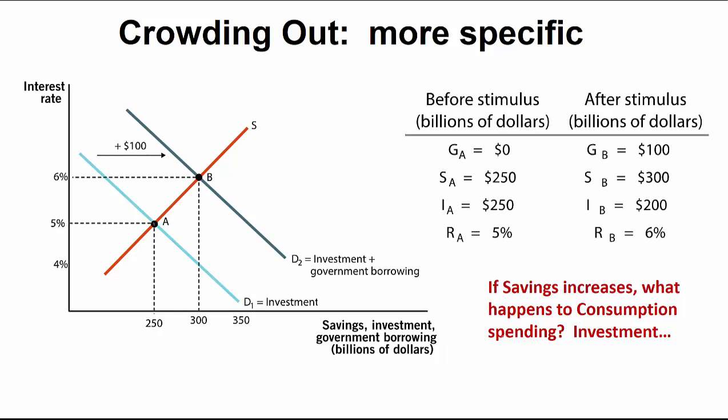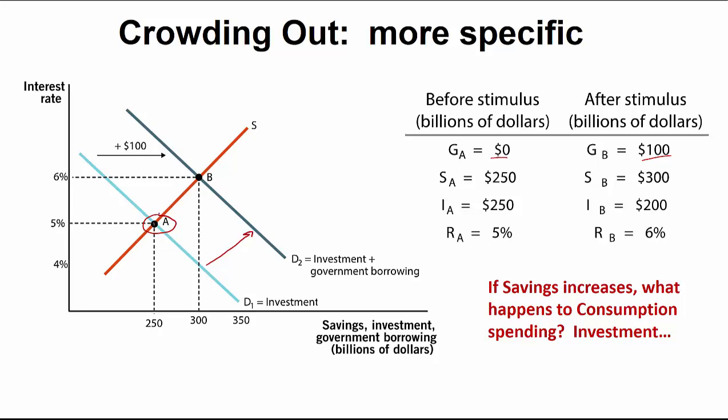So before stimulus, government spending is 0. After stimulus, they're going to increase spending by $100 billion. In order to do that, they have to increase demand for loanable funds. So we move from D1 to D2 demand curve. That shows our increased government borrowing. Now, before the government borrowing, our level of savings was at equilibrium A, so 250 billion in savings, and that equaled the investment that was going on in the economy.